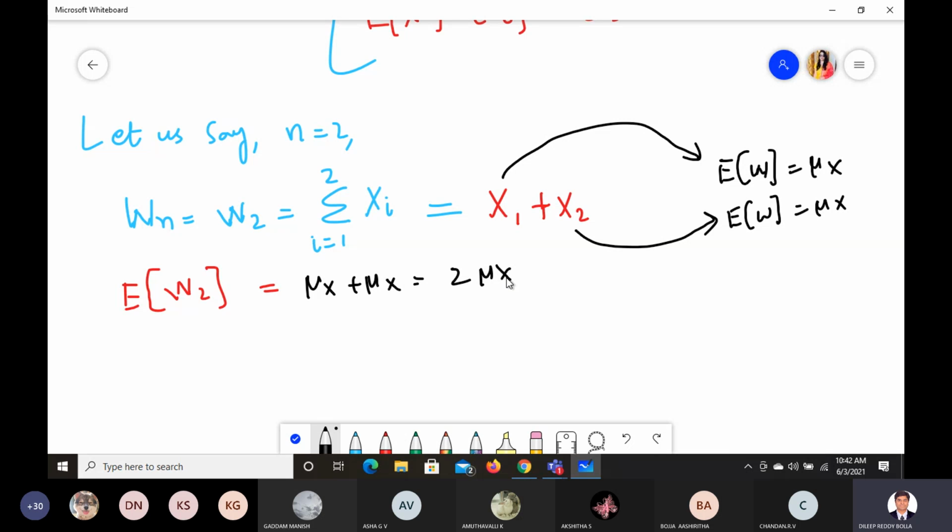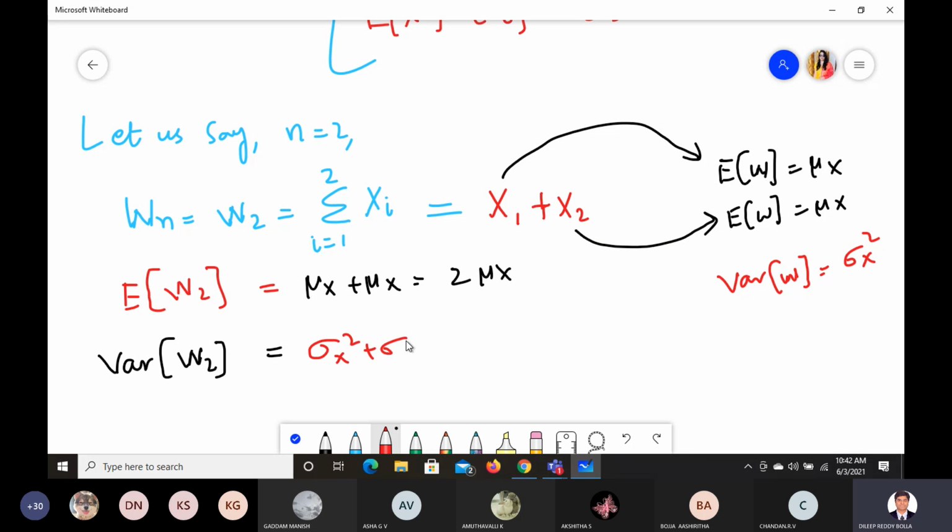Okay. Now let us see how good you are at thinking. Now we are trying to find the variance of W2. Then what will happen? Variance of W is sigma x square. Then this is going to be sigma x square plus sigma x square. It is 2 sigma x square. Okay, till now what we did is okay.